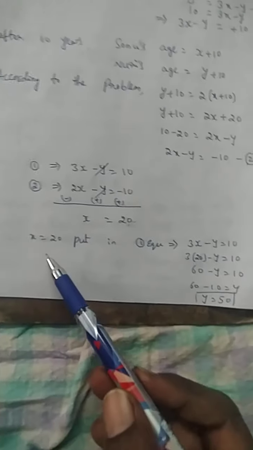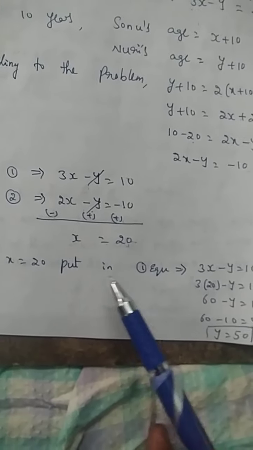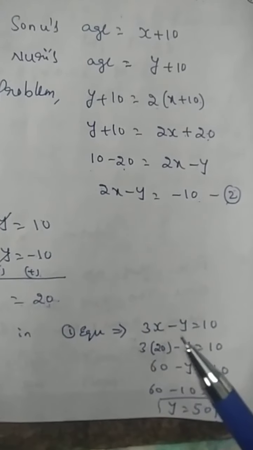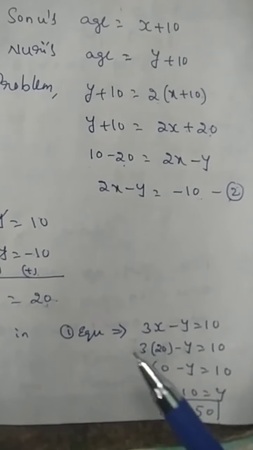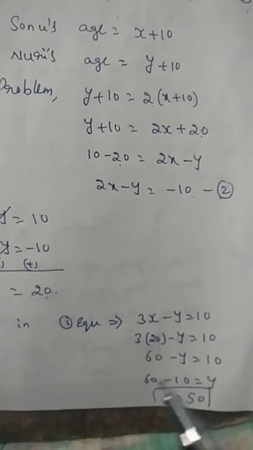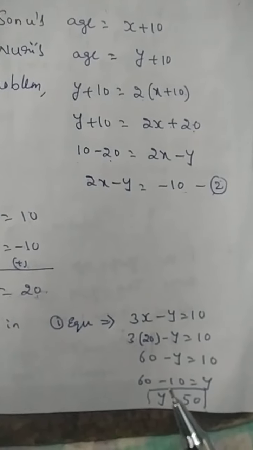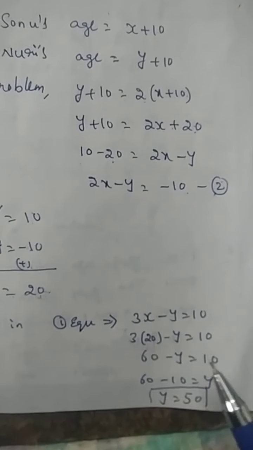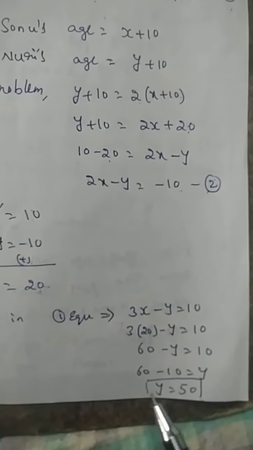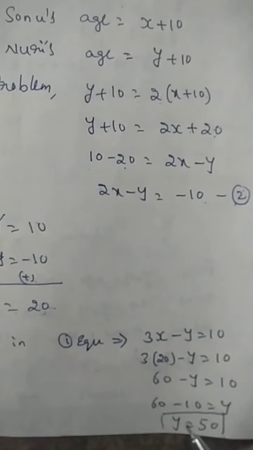That x is equal to 20 is put in the first equation, 3x minus y is equal to 10. 3 into 20, that is 60, minus y is equal to 10. So 60 minus 10 is equal to y, because those are interchanged in position. Then y is equal to 50. X is equal to 20, y is equal to 50.